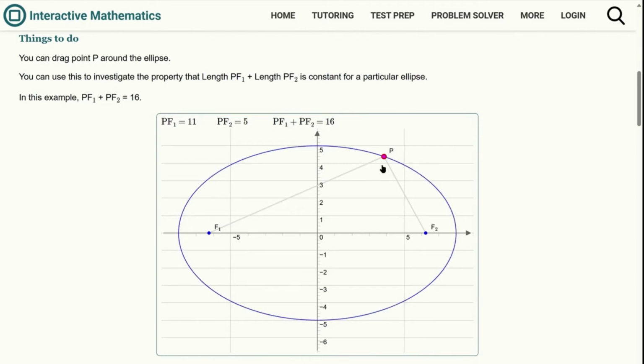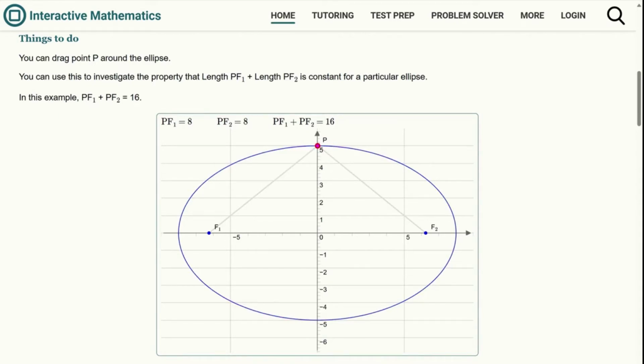Here the length of our string is 16, and notice how as the point moves around, once again, that sum remains fixed even though the two distances change, right? Now we're going to be interested in this particular point right here, where the vertex lies, and also where this co-vertex lies. We're going to look at that more closely and find out some interesting things about an ellipse.